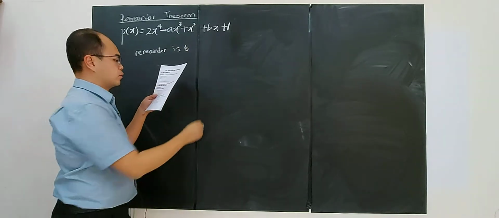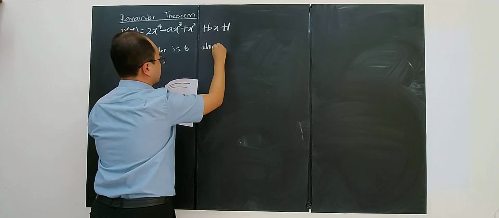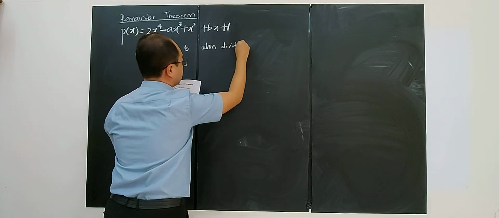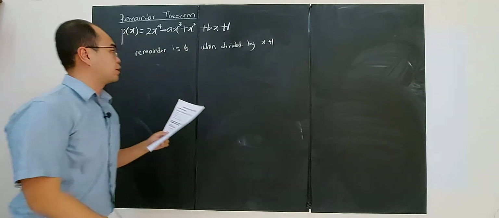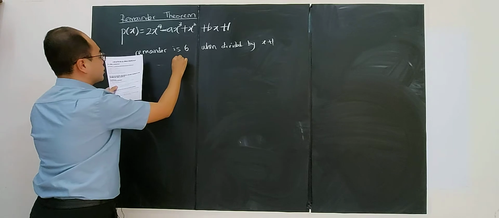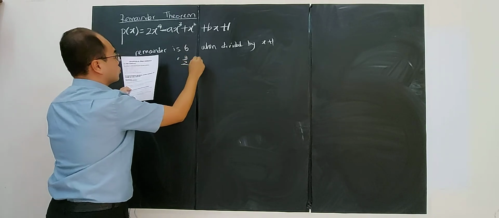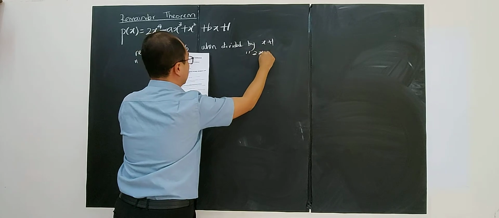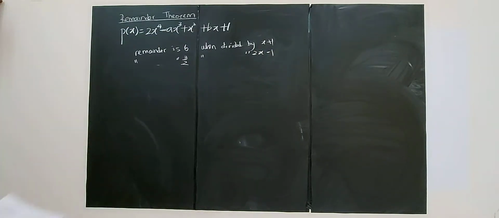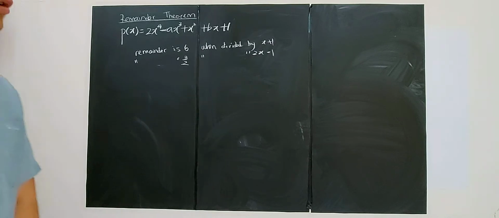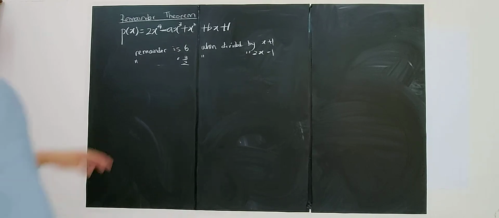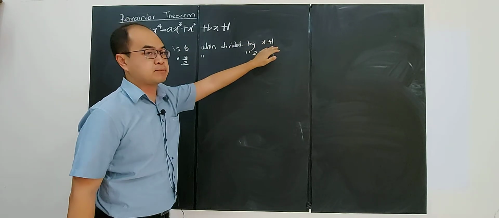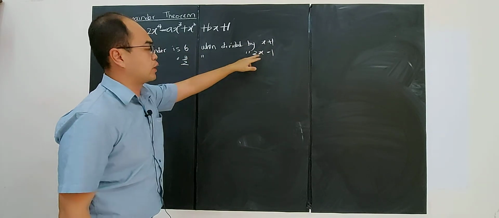When divided by x plus 1, this is our remainder. The same thing here, the remainder is 3 over 2 when divided by 2x minus 1. Find the values of constants a and b. This is another way of the question asking you to find the values of a and b. So the remainder is 6 when divided by x plus 1, and 3 over 2 when divided by 2x minus 1.